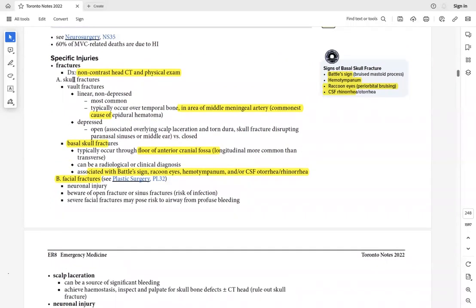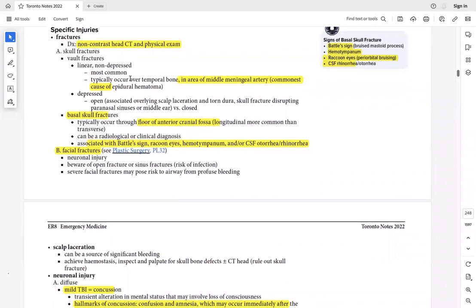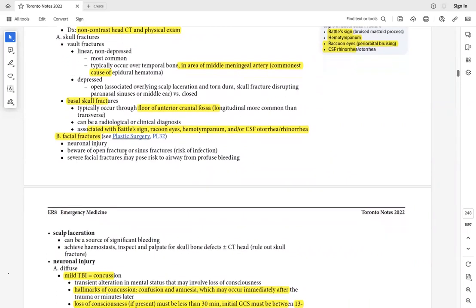Then in the fractures, how do we diagnose? Non-contrast head CT and physical examination. After the physical examination, if we still cannot find anything, we have to move on to the non-contrast head CT scan of the patient.